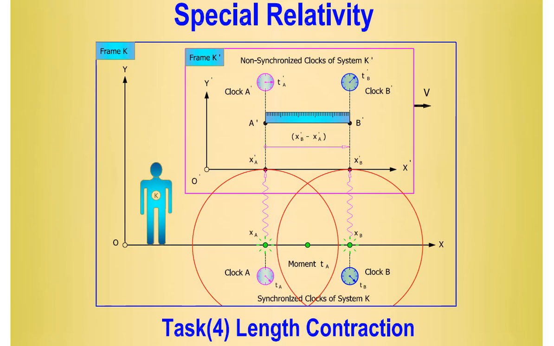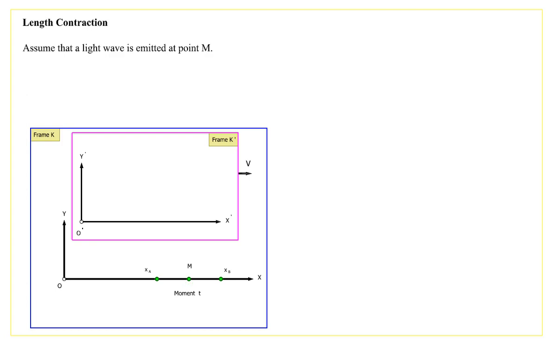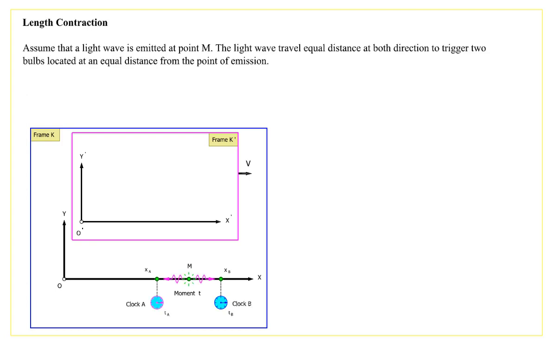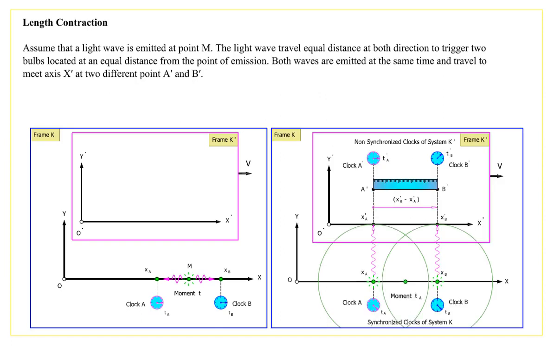Special relativity. Length contraction. Assume that a light wave is emitted at point M. The light wave travels an equal distance in both directions to trigger two bulbs located at an equal distance from the point of emission. Both waves are emitted at the same time and travel to meet axis x' at two different points A' and B'. What is the measured length of A'B' relative to K'?